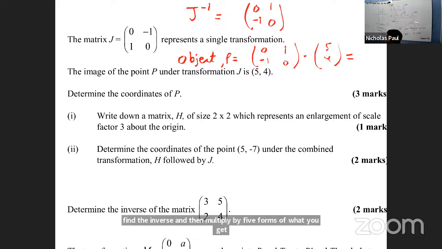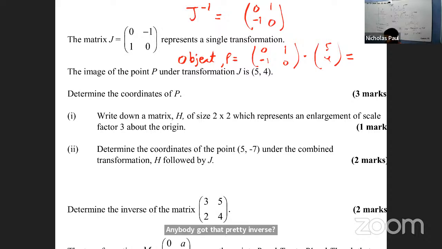Anybody got that for the inverse? 0, 1, minus 1, 0. Yeah, good. Multiply it by 5, 4, tell me what you get. Everybody follow why I found the inverse? Because I want to get the object and they gave me the image.